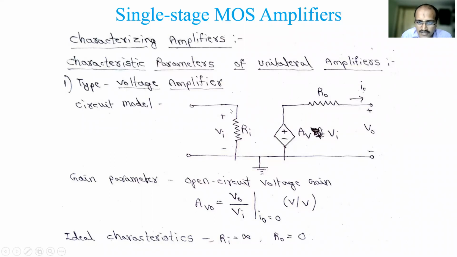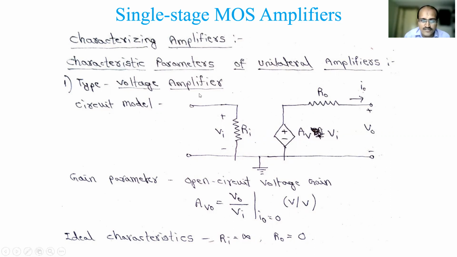Its circuit model looks like this. It has an input Vi and an input resistance Ri. Then it has a dependent voltage source which depends on the voltage, so it is called a voltage controlled voltage source, with value AV into VI. AV is the voltage gain, VI is the input voltage, and R0 is the output resistance. This configuration is a Thevenin's equivalent circuit. When you have a voltage source, there will be a series resistance. The same thing can be converted into a current source in parallel with a resistor, which is Norton's equivalent circuit. You know these models, how we wrote them in H parameters and Z parameters. The same thing I am discussing here.